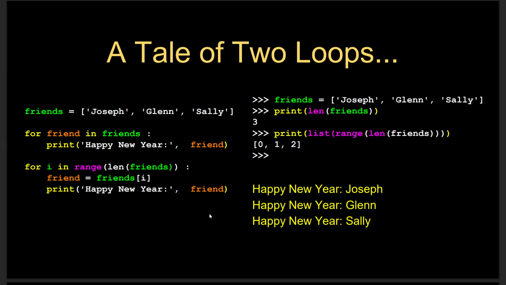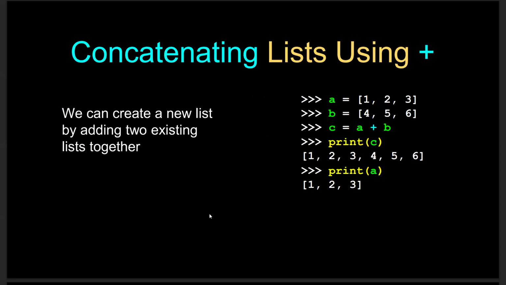And also see friends equal to Joseph, Glenn, Sally. If we are printing length of friends, it prints 3. Next one, print list of range of length of friends. Length of friends is 3. Range means it is printing from 0 to 2. And if we mention list, we are mentioning 0, 1 and 2 in the form of a list. So whenever you print that, it will give output as 0, 1 and 2. That is what is happening here. So that is the meaning of each and every line.